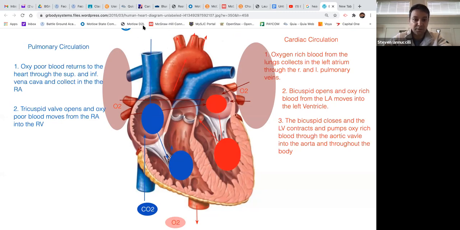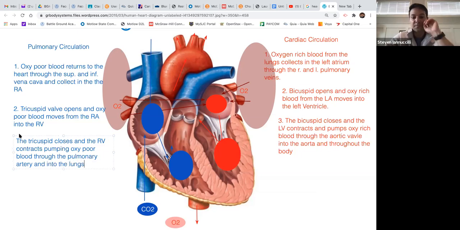Okay, step number three is going to be just like step number three on the other side, except it's on the right-hand side. So the tricuspid valve closes, the right ventricle contracts, pumping blood, oxygen poor blood, into the pulmonary artery and into the lungs. Okay, so we'll get another arrow. Okay, so this tricuspid valve will close.